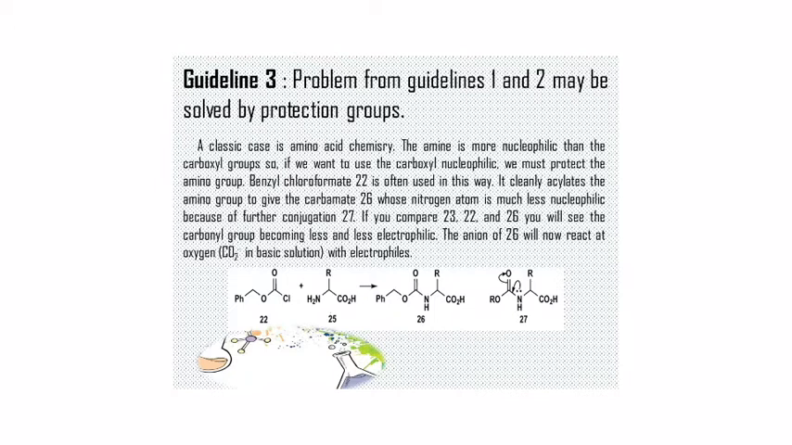It cleanly acylates the amino group to give the carbamate 26, whose nitrogen atom is much less nucleophilic because of further conjugation 27. If you compare 23, 22, and 26, you will see the carbonyl group becoming less and less electrophilic. The anion of 26 will now react at oxygen, CO2-, in basic solution, with electrophiles.